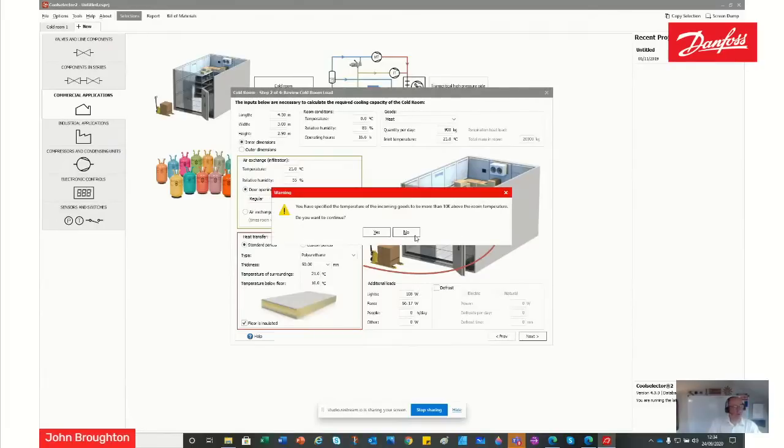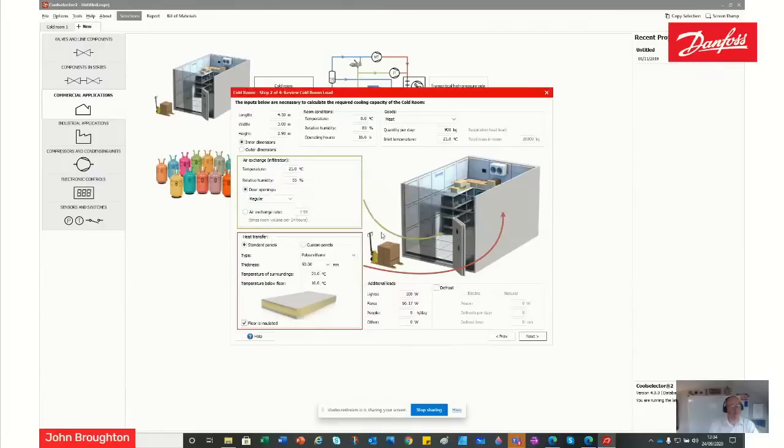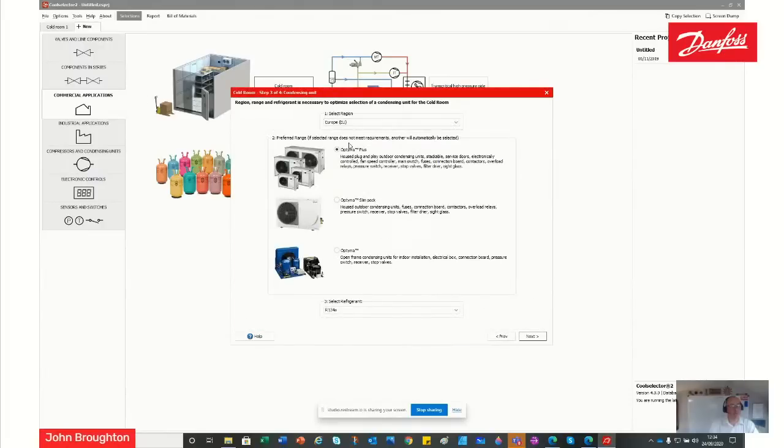Okay, so again, we've raised this question. The temperature of the incoming goods is more than 10 Kelvin above the room temperature. Do we want to proceed? Let's click yes. And let's see if we have a unit available for that.